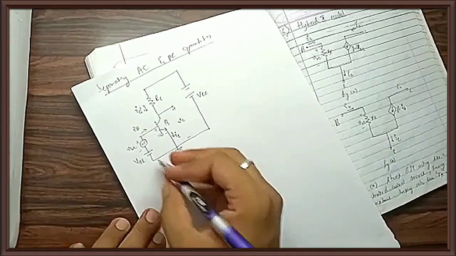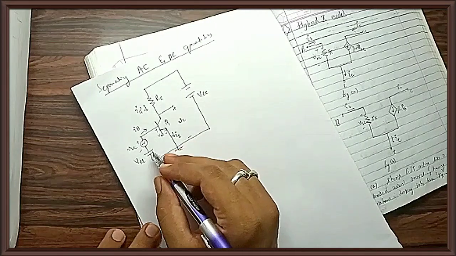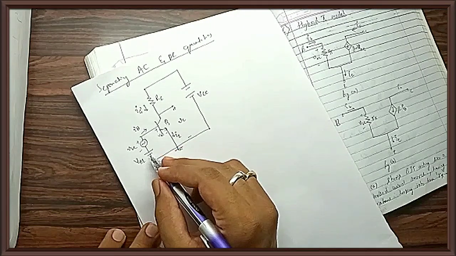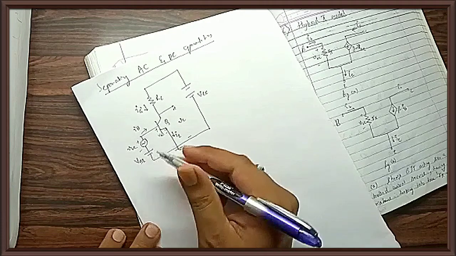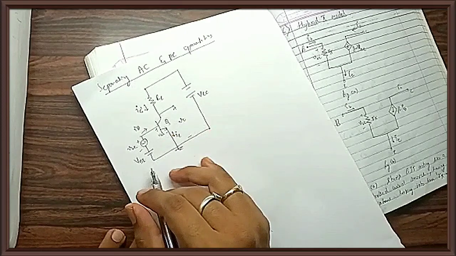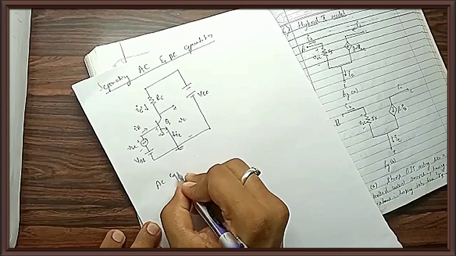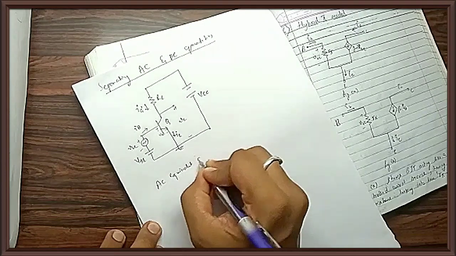Now if I want to separate the AC and DC quantities, the AC equivalent circuit is obtained by removing all the DC sources, so voltage sources are replaced by short circuits, and if there are any capacitors, then the capacitor should be replaced by a short circuit in the AC equivalent circuit. So I will try to draw the AC equivalent circuit.